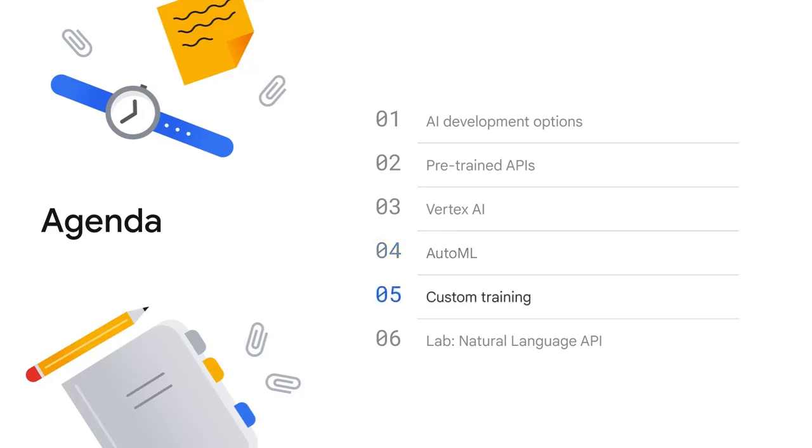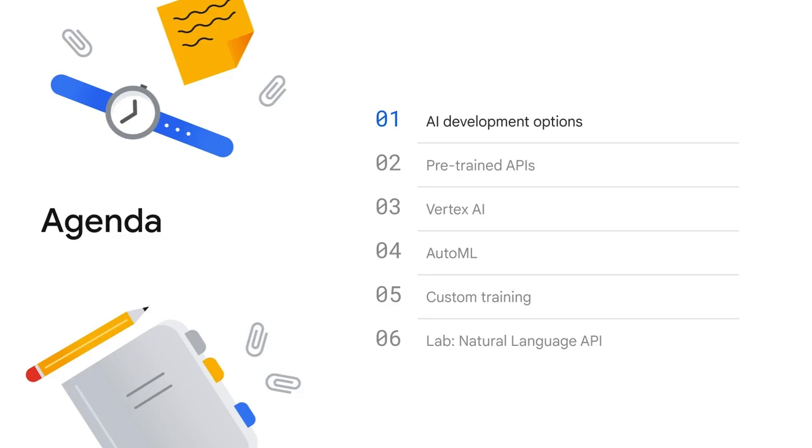Finally, you explore the last option, custom training, which allows you to manually code ML projects with tools like Python, Keras, and TensorFlow. Consolidating the background knowledge gained throughout this module, you conclude with a hands-on practice using the Natural Language API to identify subjects and analyze sentiment in text. Let's get started.